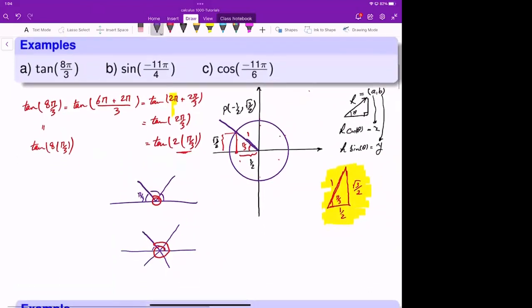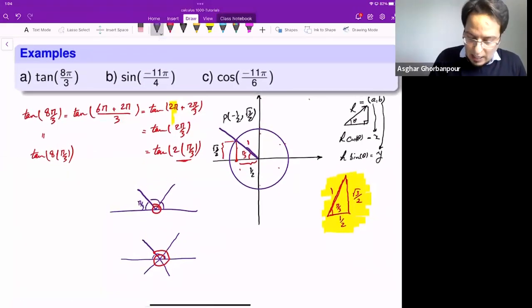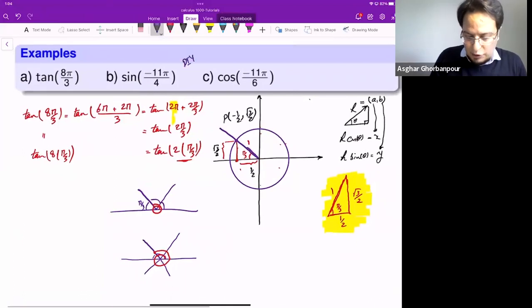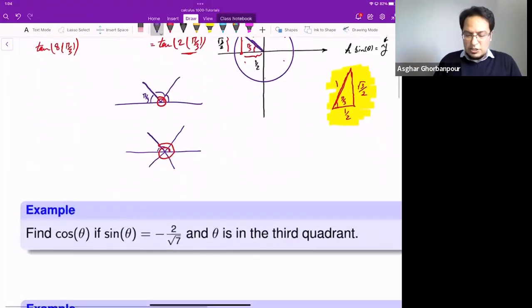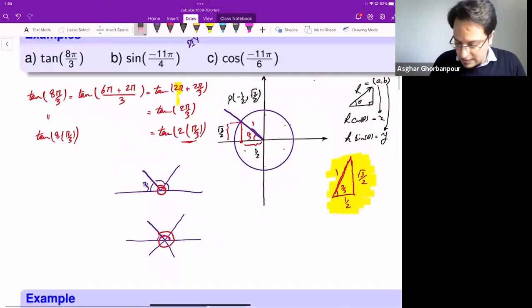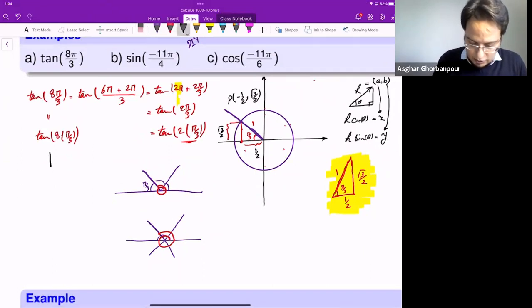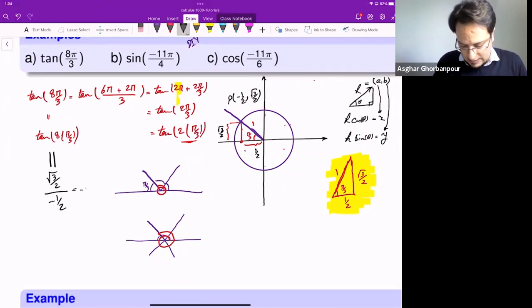Okay. So for the other two, I will set it up again for you to complete. I will only do one of them. Oh, by the way, I'm not done. I found this point. Now I have X, I have Y. The tan of this is going to be Y over X, which is √3 over 2 divided by -1/2, and that is -√3.